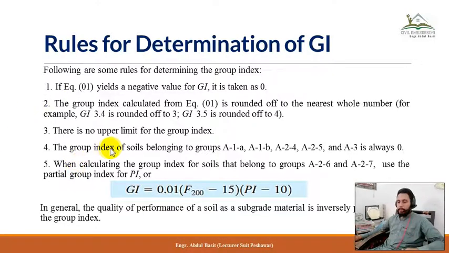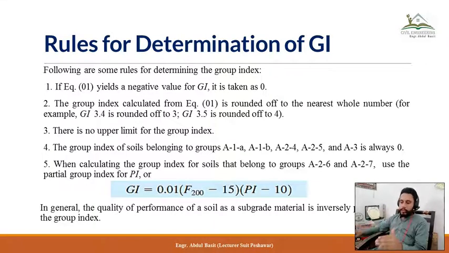Then the group index of the soil: if a soil is classified in A1-A, A1-B, A2-4, A2-5, or A3, this will always be 0. You will first classify the soil according to the AASHTO classification system, and you will see which group it is actually falling in, and then you will decide. For example, this soil sample is from A1-A.